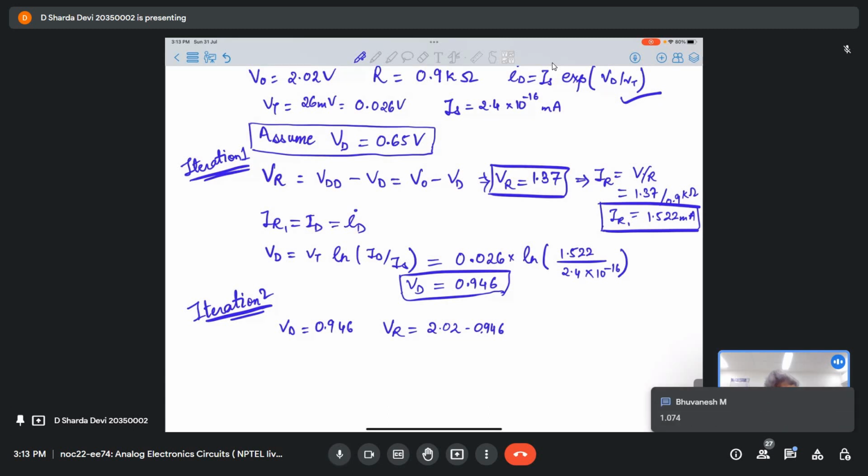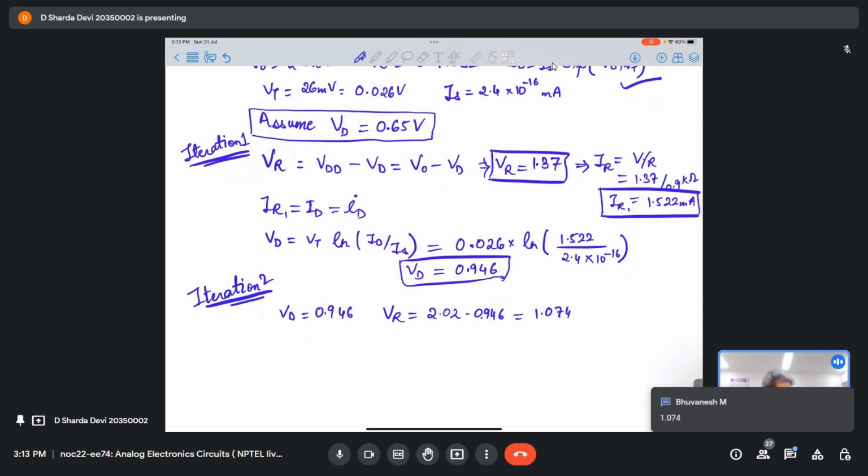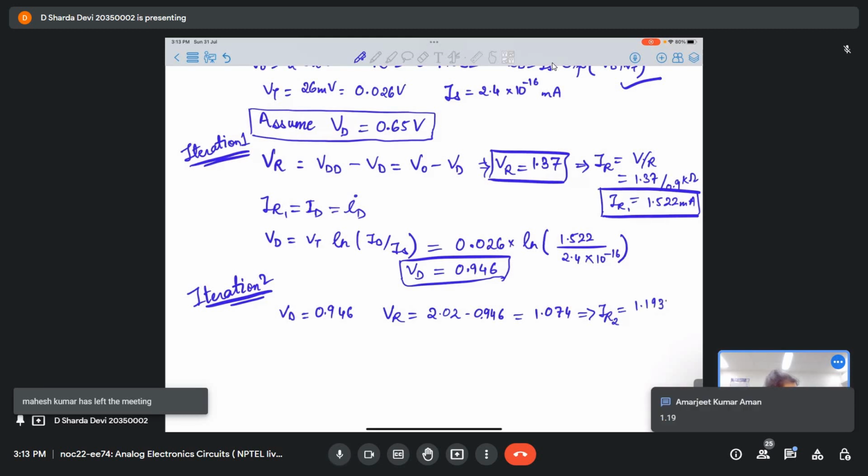So which is basically 1.074. If 1.074 is the voltage, then what is IR? I'll write it as IR2, since earlier we have written it as IR1. And this value will be 1.193 milliamps.